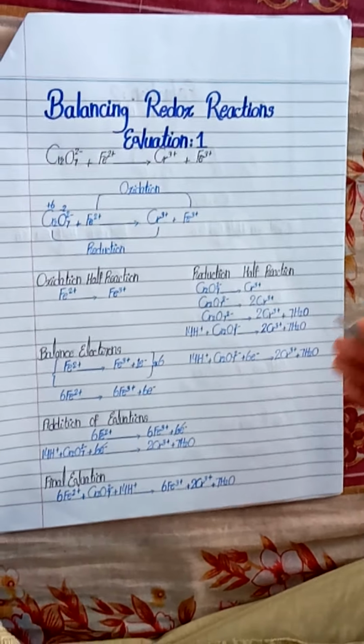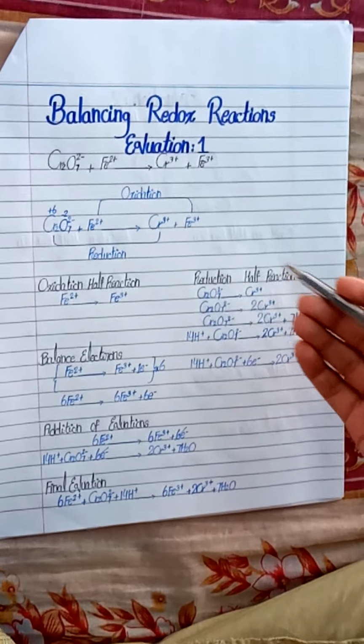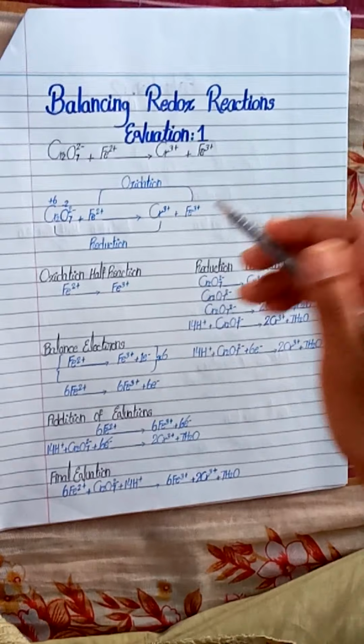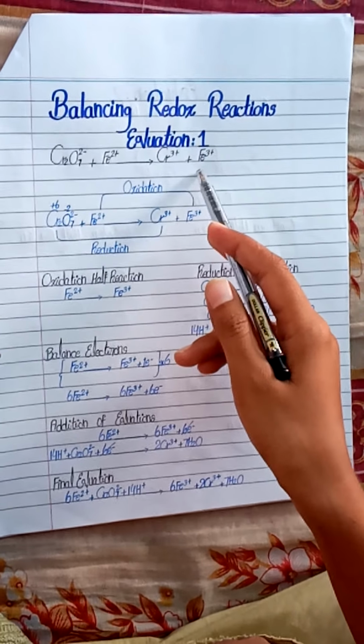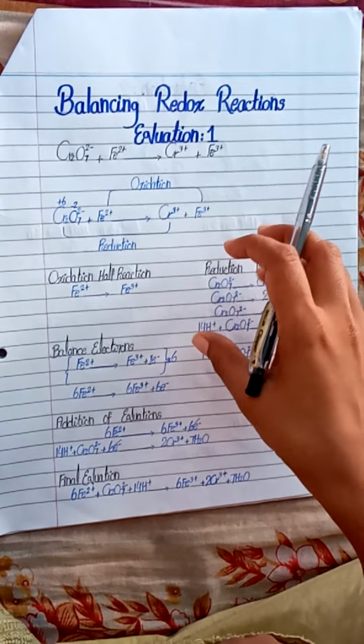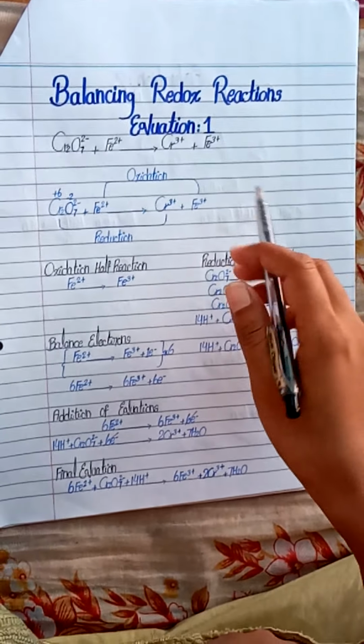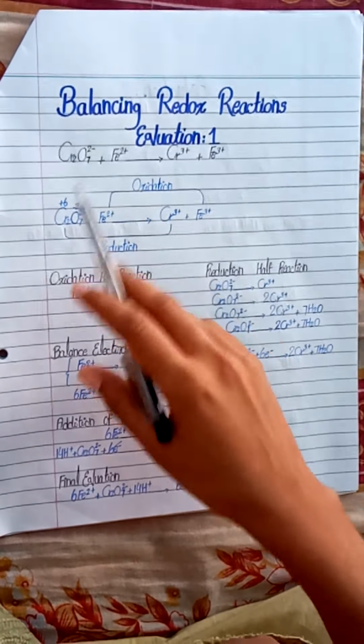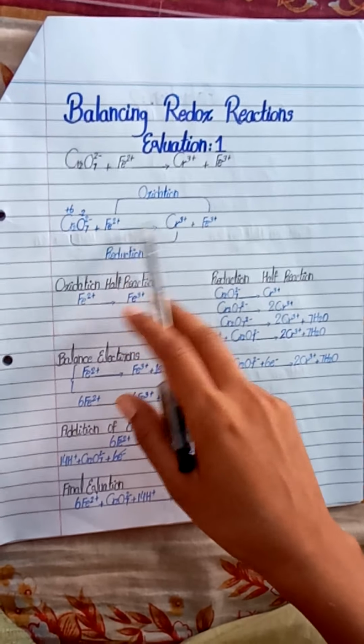Balancing of redox reactions. In the balancing of redox reactions, the first step is to assign the oxidation states. Let's see, this is the chemical equation that you want to balance. The first step is to assign the oxidation states. You can see in this equation we assign the oxidation states.